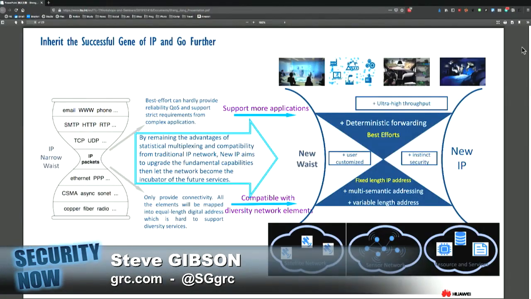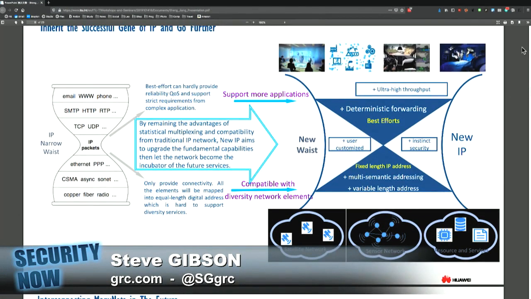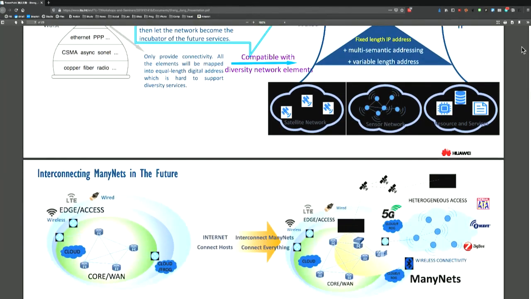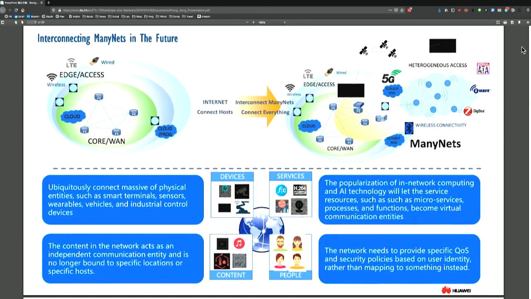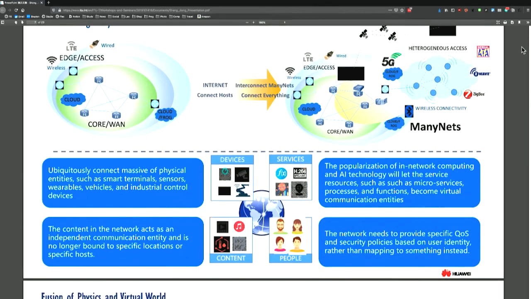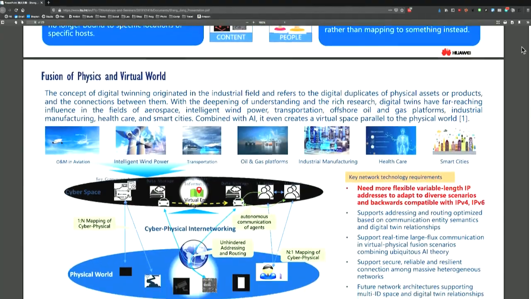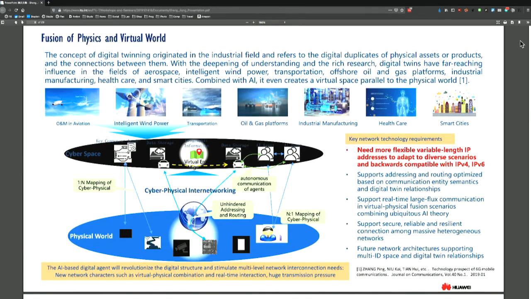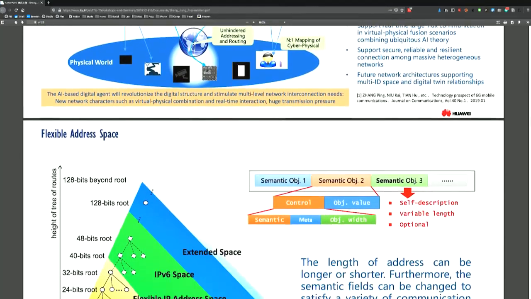There's a lot of talk about the future need for truly massive bandwidth and guaranteed low latency in support of, and I'm not kidding, holographic transmission and applications such as telesurgery. They also want secure, reliable, and resilient connection among massive heterogeneous networks, you know, why not, and future network architectures supporting multi-ID space and these digital twin relationships.